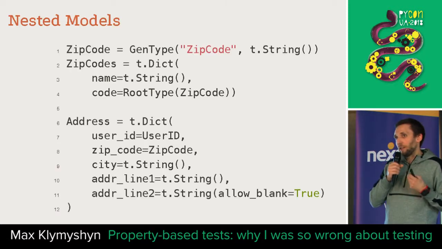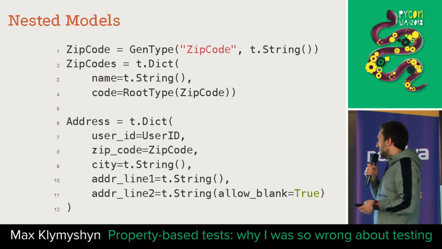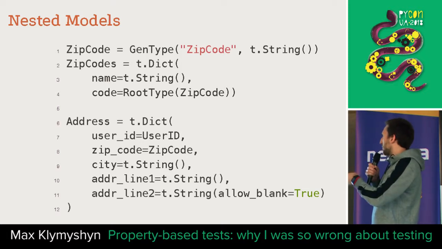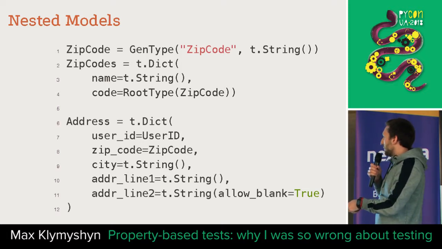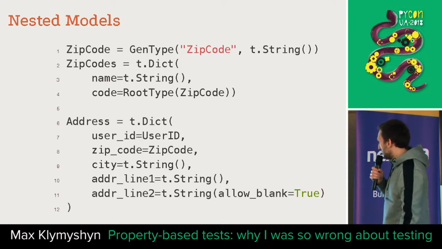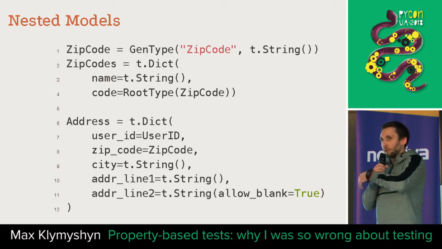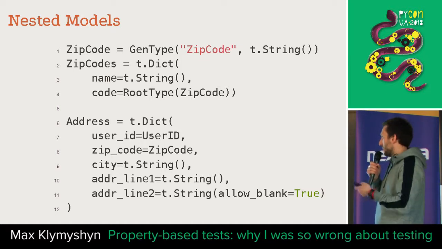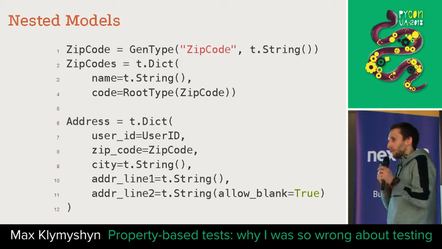Here is an example of a nested model. This is an absolutely dumb example. Like you have zip codes and also the model from a couple of slides before with user, and here is an address which has a one-to-one relation to user, so user ID is meaningful in this, and zip code represents a relation to this field code. So as you can see, you can generate nested data using Hypothesis with very little effort.